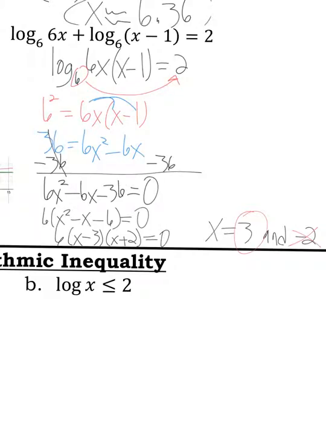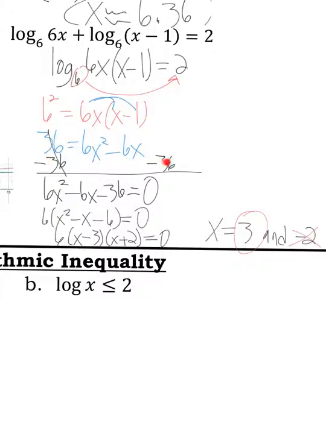Okay, so here the first thing I did was I wrote them together because they can multiply together, the outsides, because you're adding two logs with the same base. And then I converted it to an exponential, so 6 to the second power equals 6x times (x minus 1). This makes 36. This makes 6x squared minus 6x.